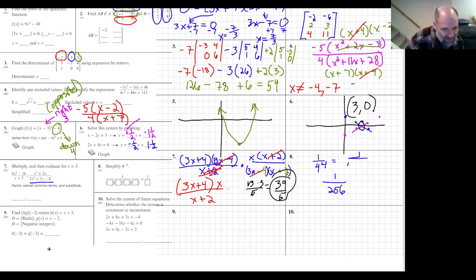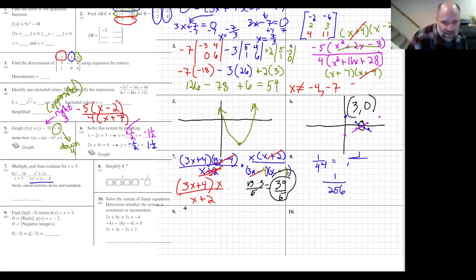All right, so we're going to evaluate for find of -3. So -3 has to satisfy both domains. The domains are real and negative integers, and the -3 satisfies those. So yeah, we're going to plug it into both. And then HG means multiplication. So plug it into H, plug it into G, and then multiply your answers.